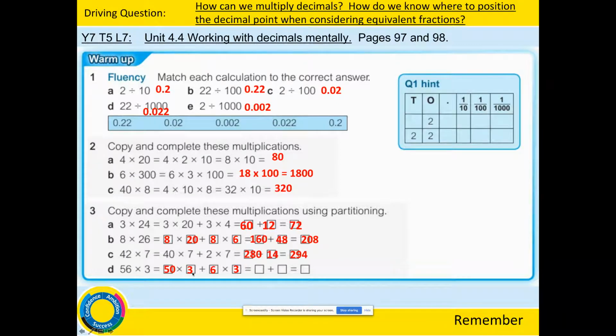So 5 times 3 is 15. Add the 0 to make it 10 times bigger. 6 times 3 is 18. Add them together, 168. Okay, just press pause if you need to make any corrections and press play when we go to the next slide.